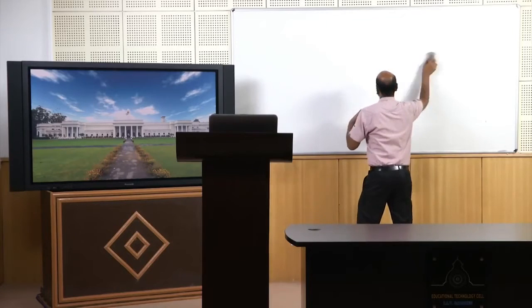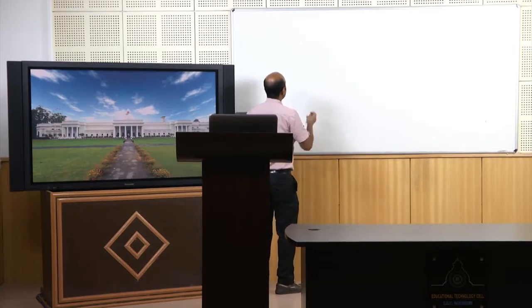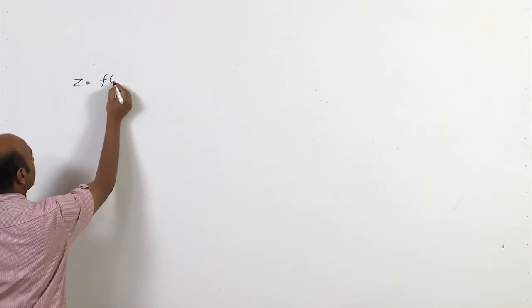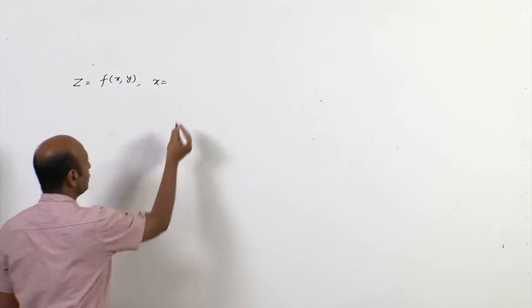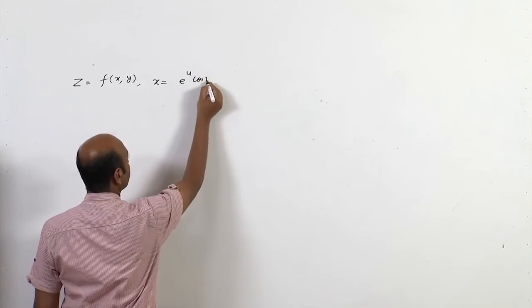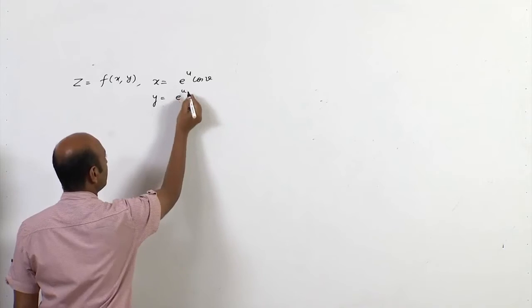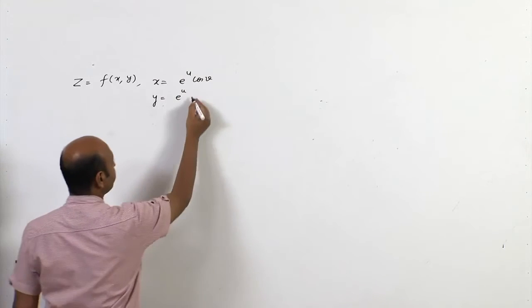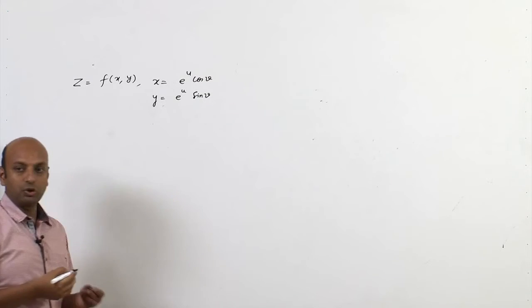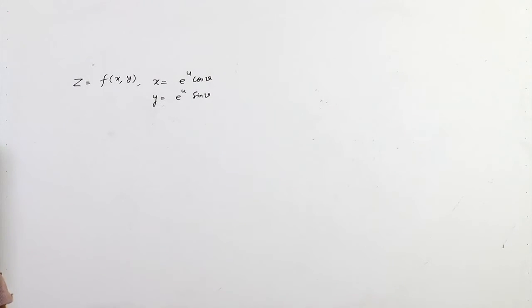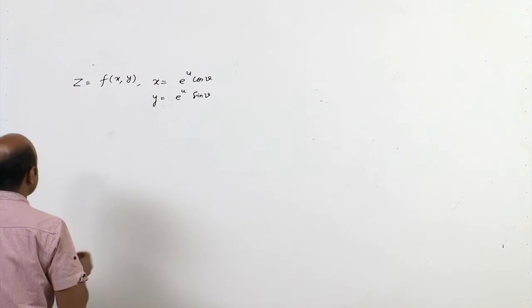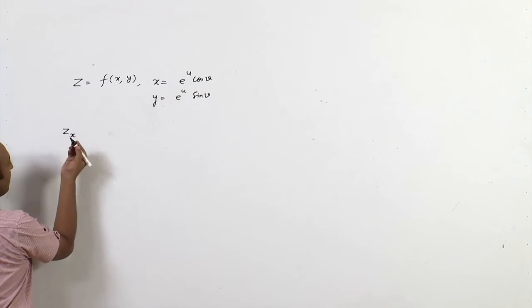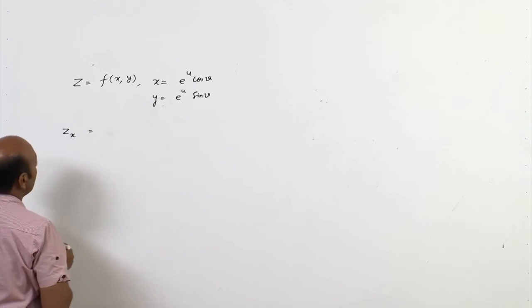Now, let us come to the second problem. Second problem is, here z is a function of x and y, and x is e raised to power u cos v, and y is again e raised to power u sin v. And then we have to show that zx square plus zy square is equal to this expression. Okay. So, how can we prove this result? Okay. So, first we compute zx or fx, both are same.